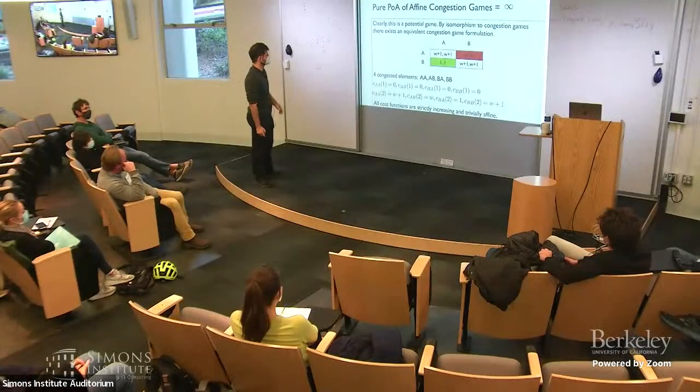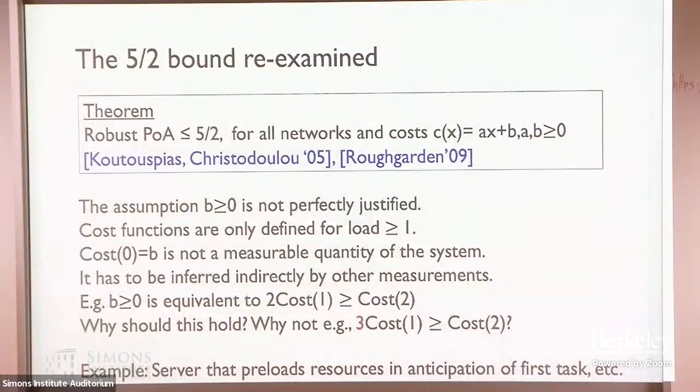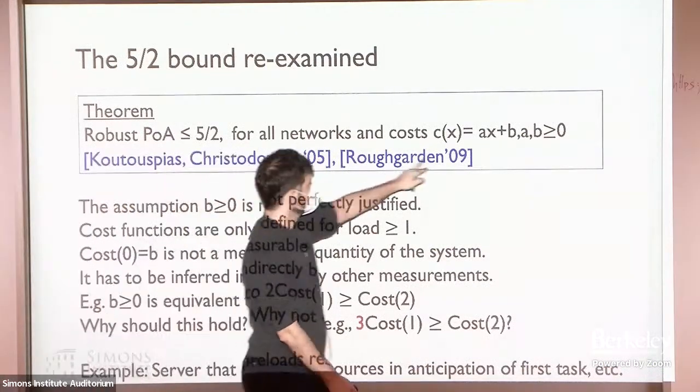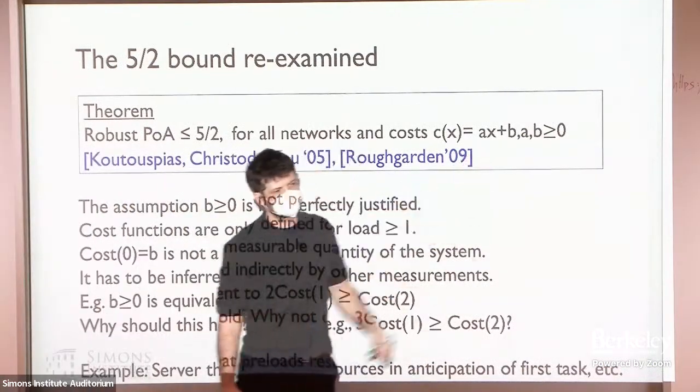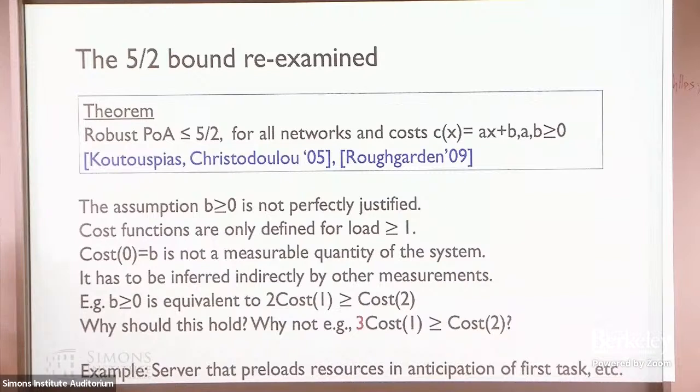Let's revisit this assumption again. So this assumption here, alpha x plus beta, about the cost function. Of course, alpha increasing is very natural. But what I want to claim is that I don't feel that beta being non-negative is such a universal assumption. So let me try to go over this again.